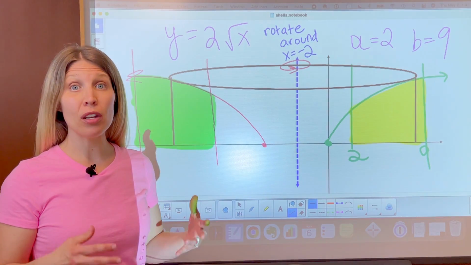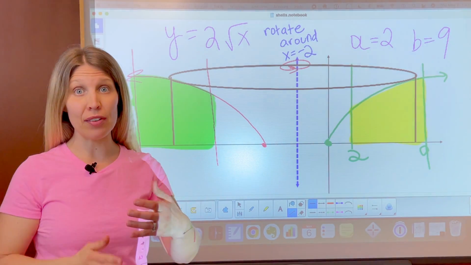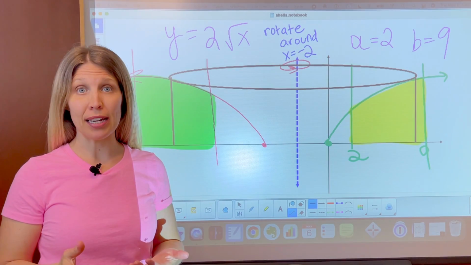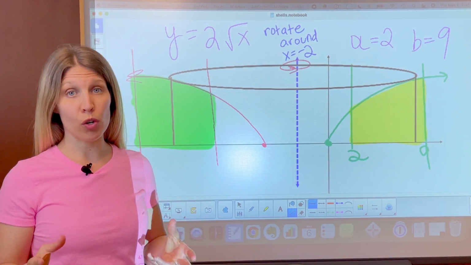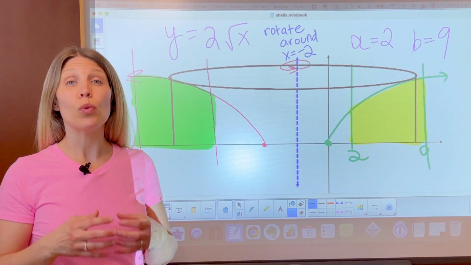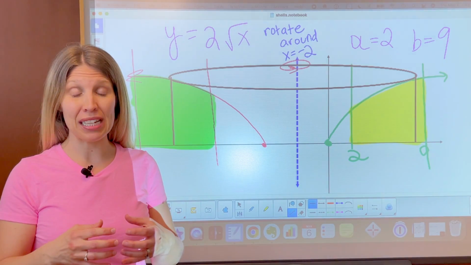And for the shell method, what are we using? We're using cylinders. And what happens when you cut the side of a cylinder and open it up? You have a rectangle. So the next thing I'm going to write down is my rectangle and write out the equation for our function. Remember, for a shell, the shells are really cylinders that are being stacked.